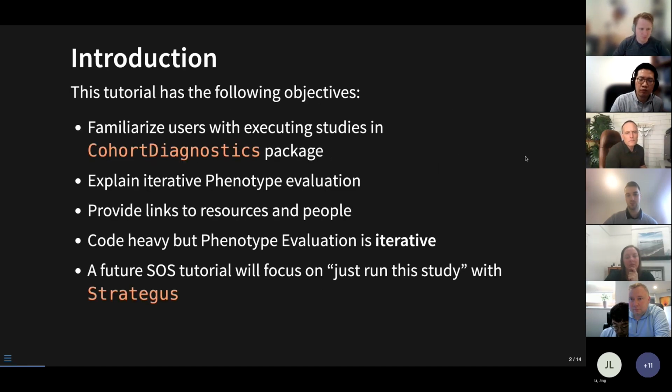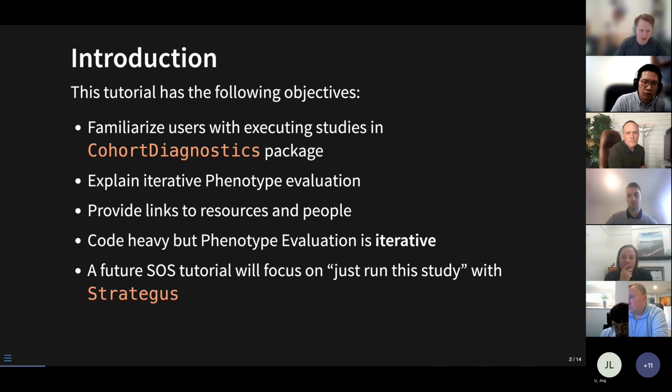This talk's going to be about giving you the ability to familiarize yourself with cohort diagnostics, show that there's not too much to run to get yourself off the ground, explain what we mean by iterative phenotype evaluation, provide some resources to me or other people in the community that you can go to when you need help, and get you to the point where you can go through your own data in a local instance.